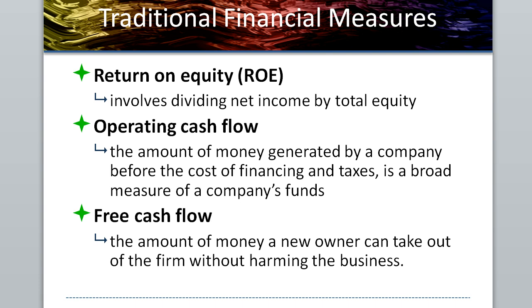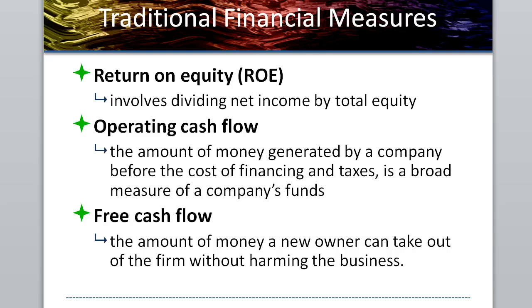We could also look at operating cash flow, and this is going to measure the amount of money generated by the company before the cost of financing and taxes. So operating cash flow is sort of like an operational cash flow, or the true money the business generates, ignoring interest and taxes. The cost of finance is generally interest. It gives us a better idea of how the company is generating income.